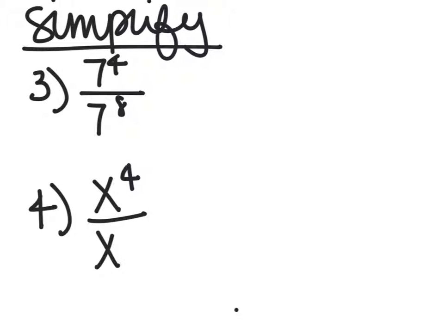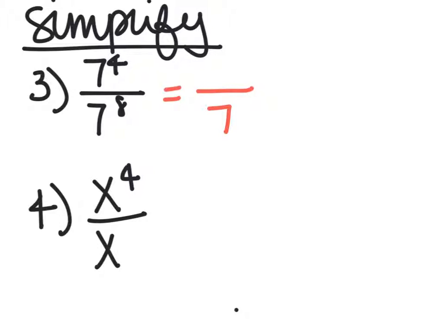Now, when I'm dividing, instead of adding, I subtract my exponent. So my base is still going to stay the same. And the easiest way to do this is to figure out where there were more 7s to begin with. Well, in this problem, I have 7 to the 8th. 8 is a bigger exponent, so it's going to go on bottom. So that means my answer is going to go in the denominator. I'm going to have a 7 in the denominator.